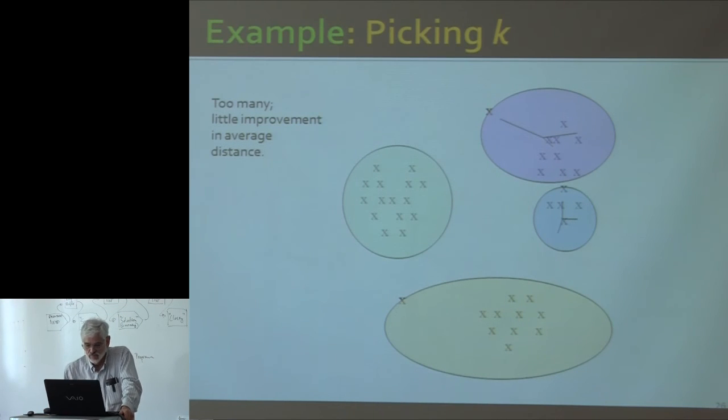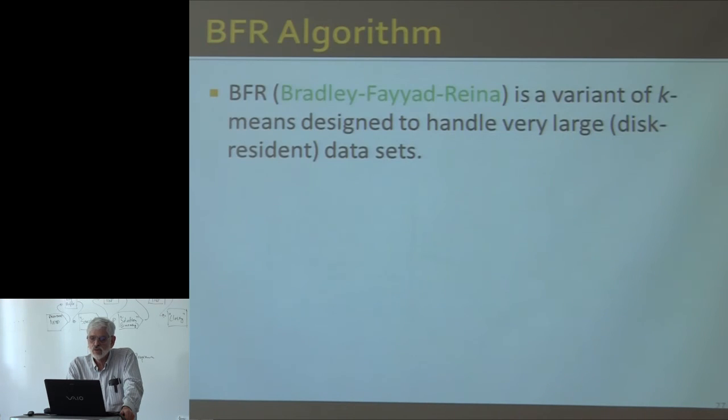Okay, my time is almost up. Let's see what I can do. All right, let's talk a little bit about an algorithm called BFR, Bradley, Fayyad, and Reina. This is a version of k-means that's designed to deal with a number of points that are so large that they don't fit in main memory. So this is the big data aspect of this whole discussion.